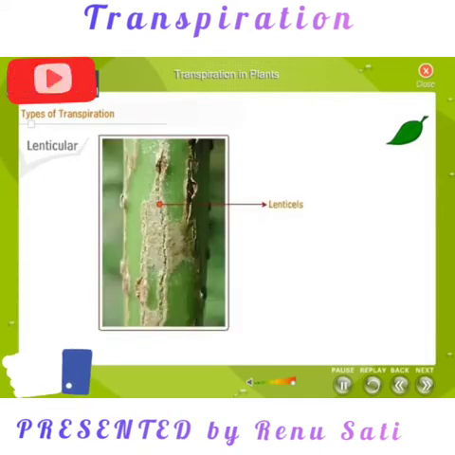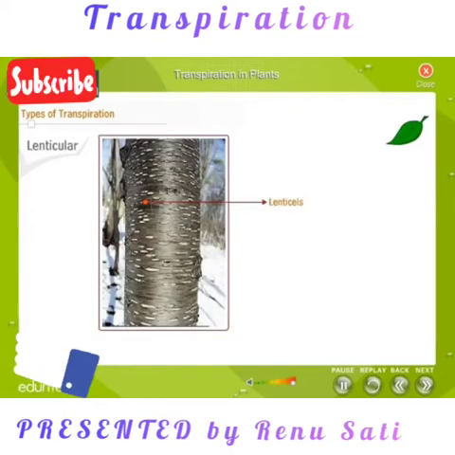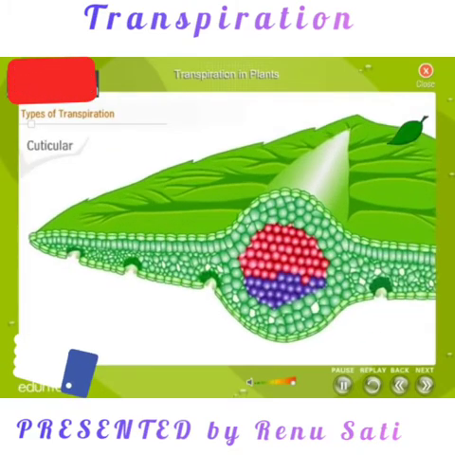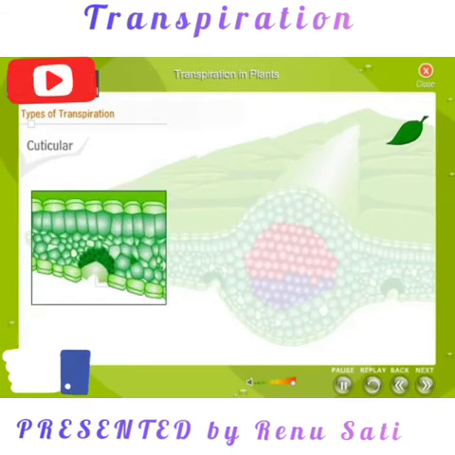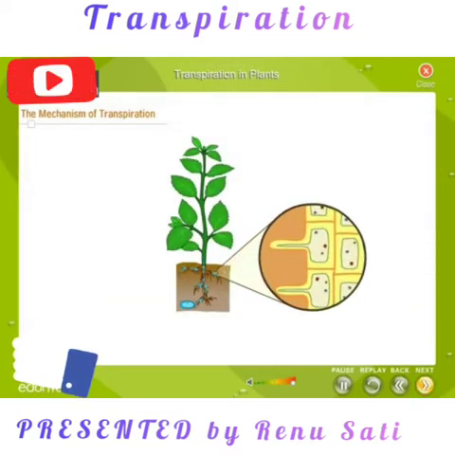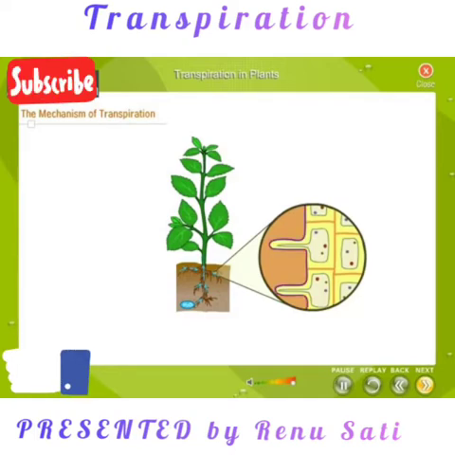Lenticels are present on the stem and the root portion, although the number of lenticels is less and they are permanent openings. They do not open and close on the basis of day and night. Cuticle is present on the upper surface of the leaf. It is a waxy layer which is present to reduce the rate of transpiration so that transpiration can be controlled in desert plants or where scarcity of water is present. So three types of transpiration: stomatal, lenticular and cuticular.